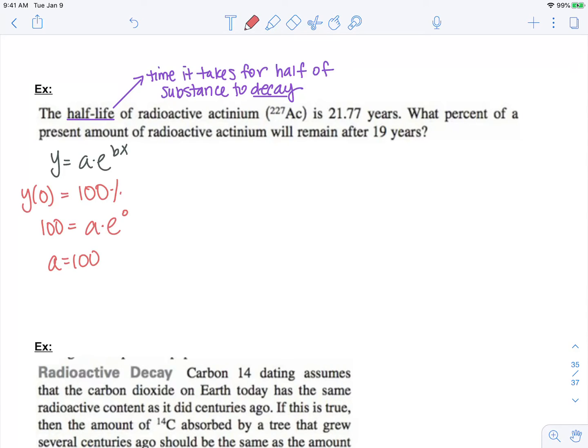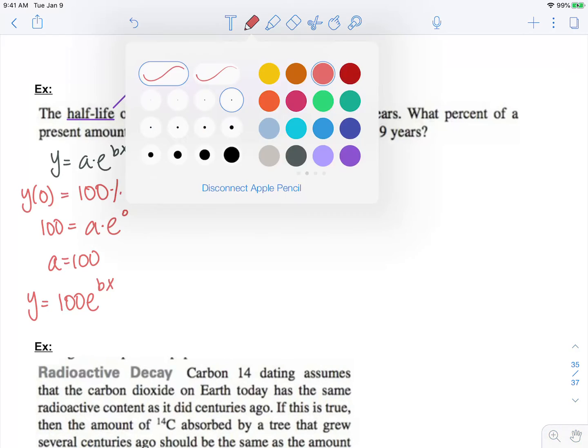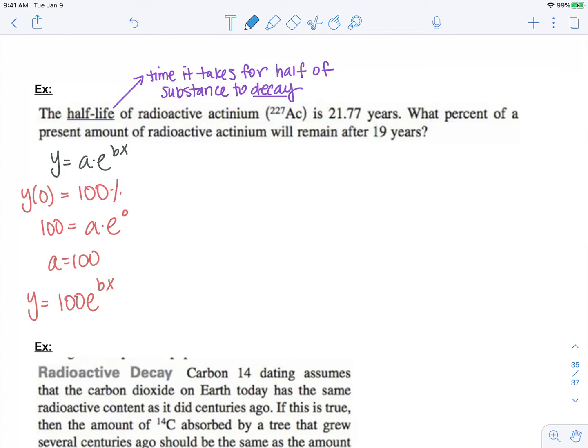And you actually didn't even need to show that work if we know that the initial amount is 100. So now we know y equals 100 e to the bx. The next thing they tell us is the half-life is 21.77 years. So that means that y of 21.77 is going to be half of the substance, which is going to be 50% of the substance.